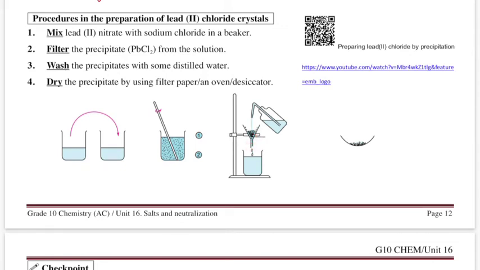And then we dry the precipitate by using filter paper, an oven or a desiccator. Because now we cannot do lab, please refer to this video for the details. When the school resumes, I will let you do this experiment on your own.